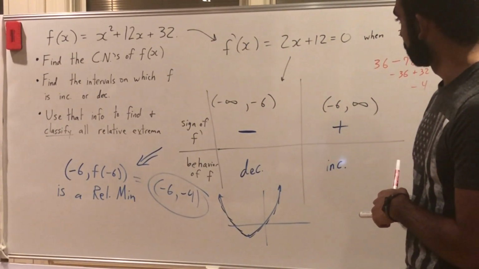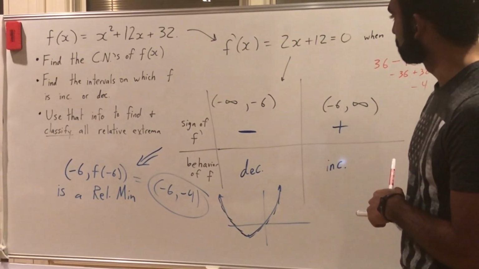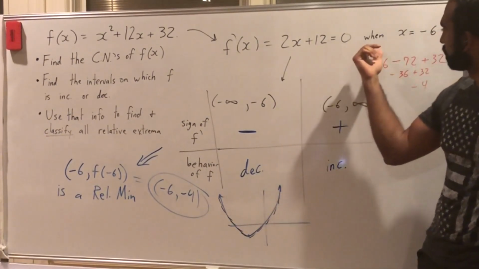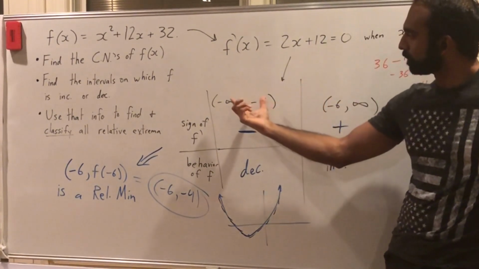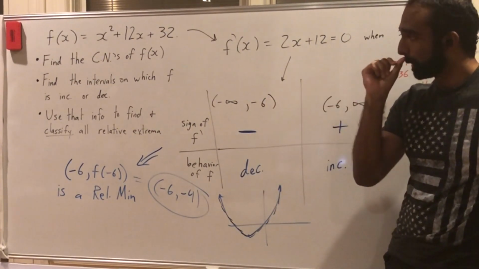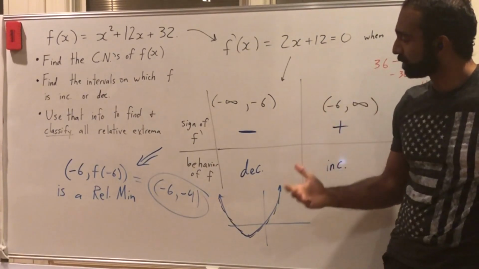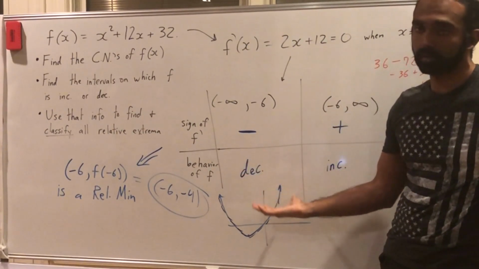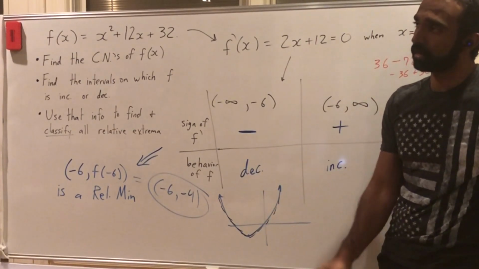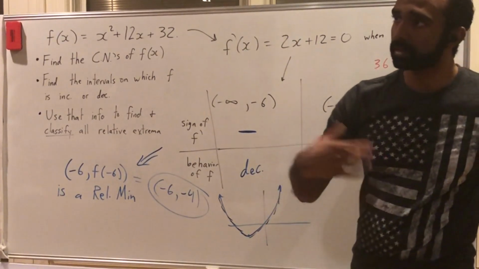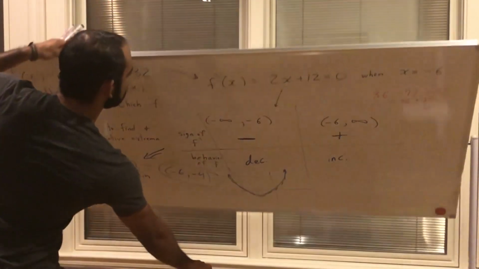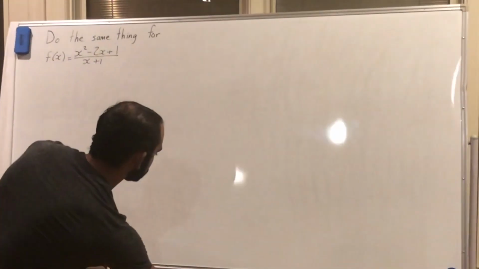Now, I said last time that for the most part, your critical numbers, the intervals they partition for you, are almost always going to be the same as the intervals of decrease or increase. There's almost always going to be a one-to-one correspondence. The only case where that's not true is in the following example, when you have vertical asymptotes.